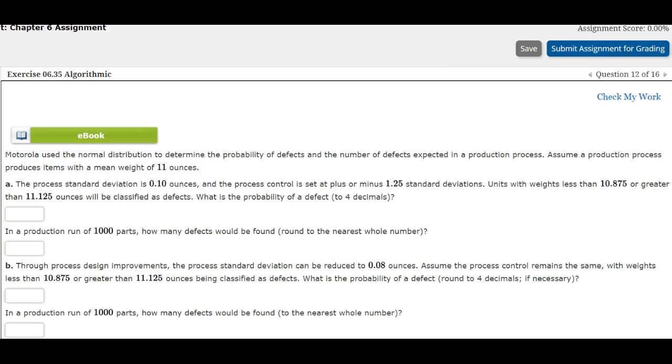Okay, we're going to do problem 12 in the chapter 6 assignment. We're looking at a manufacturing problem where the process has a mean of 11 ounces, standard deviation of 0.1 ounces, and we're told that the process is in control as long as we don't go beyond plus or minus 1.25 standard deviations. So if we are less than 10.875 or greater than 11.125, then those parts are considered to be defects. So we want to know what's the probability of a defect.